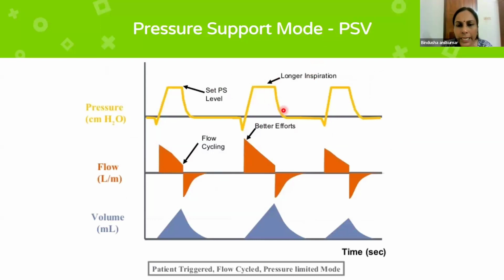This is also the same. Here also the patient's delivered tidal volume will vary depending upon the patient's effort. Even though we are keeping the same pressure support in all the breaths, you can see that in the second breath the patient has breathed for a longer time, so there is more tidal volume delivered and more inspiratory time. So the patient is the one who will determine the inspiratory time and hence the tidal volume.